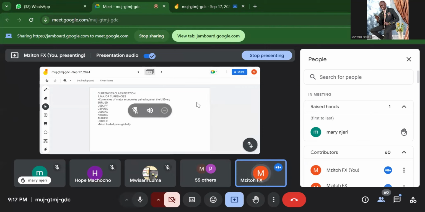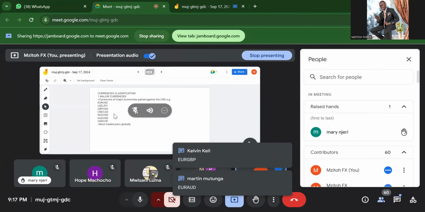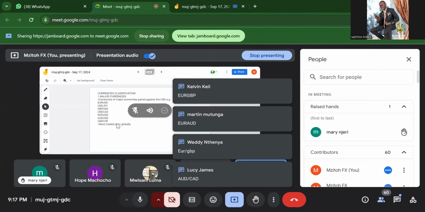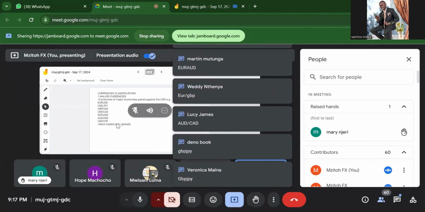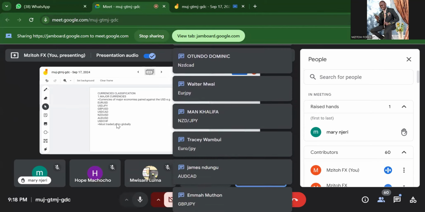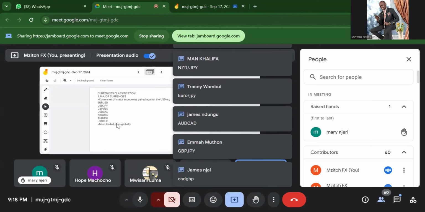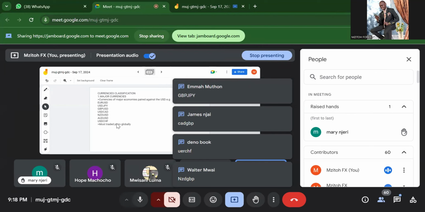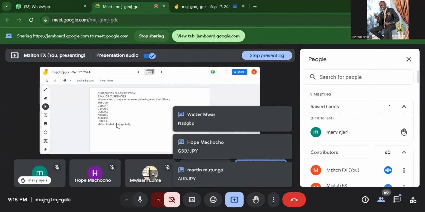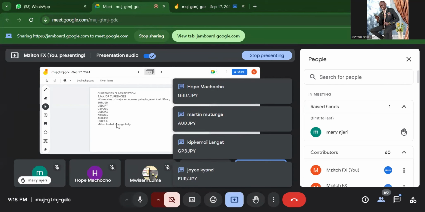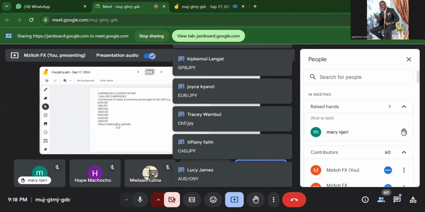So let's see. Combine two currencies there. All of us, we are over 60 people here. Let's combine two different currencies, except that it should not be paired against the United States dollar. Yes: Euro CHF, NZD GBP. GBP is stronger, so you see GBP NZD. Okay. AUD JPY, Euro JPY.